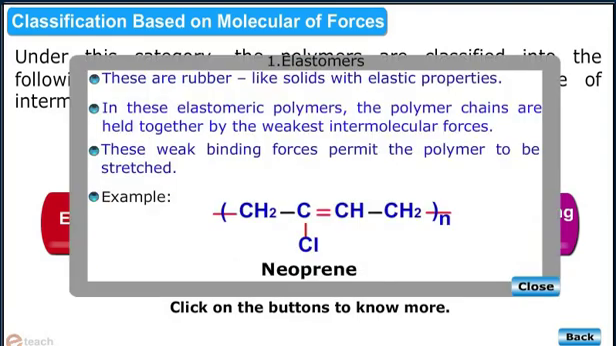Elastomers. These are rubber-like solids with elastic properties. In these elastomeric polymers, the polymer chains are held together by the weakest intermolecular forces. These weak binding forces permit the polymer to be stretched. For example, neoprene.